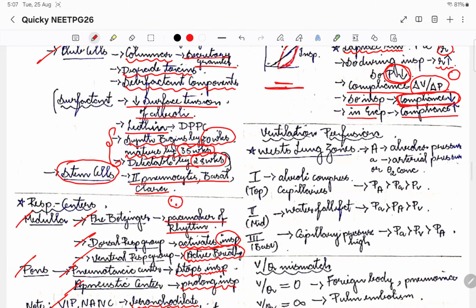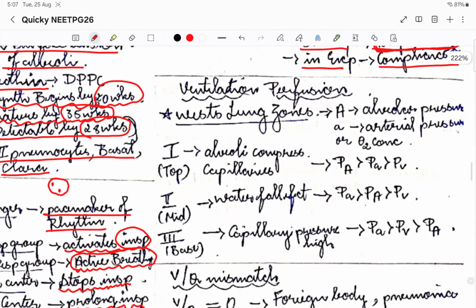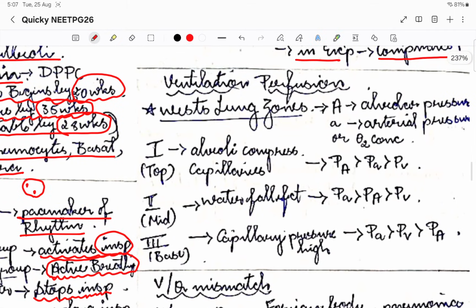Now we'll go on to the ventilation perfusion, and the zones of the lungs. So this is very important. This is a previous year topic, please go through this. There is something called West's lung zones. So please remember the nomenclatures here.